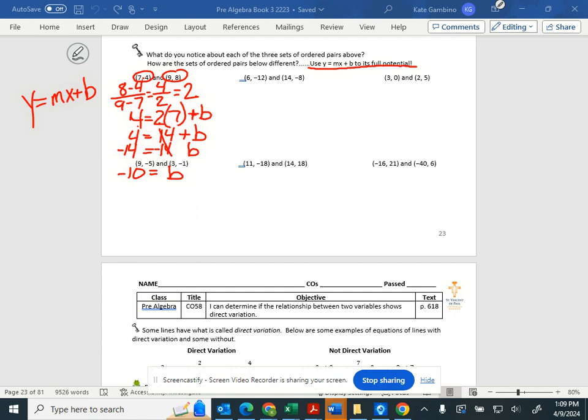So my final answer, I'm just taking up a lot of space because I'm writing big, my final answer would be y equals 2x minus 10. So we have to find our slope. We have to find the b. And then we put it into the slope-intercept form.